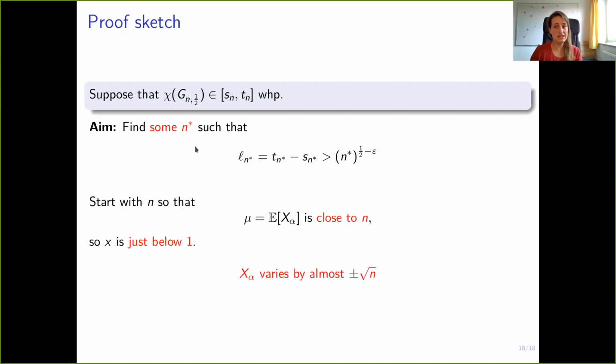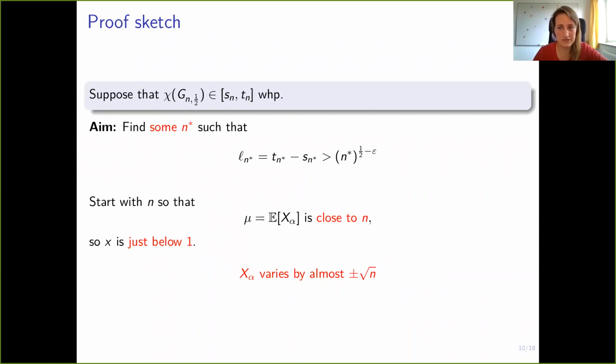Okay, so a good candidate would be some n so that mu, the expected number of maximum independent sets, is close to n, so that the number of available alpha sets varies by almost root n. And we're going to find some n star that's close to this n, but it's actually not always going to be n. Okay, so how might you try to prove this?